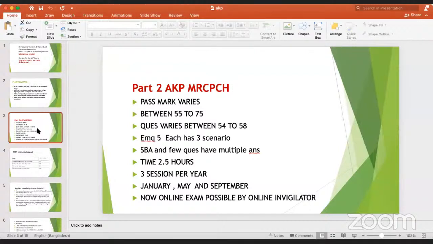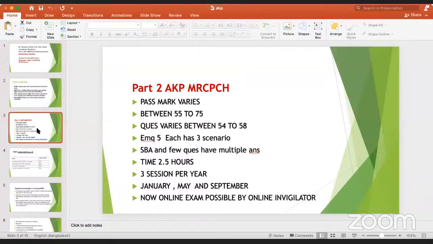So pass mark actually varies. I mean, sometimes passing mark is 55, sometimes 75, because this depends on how many students gave the exam, what was the difficulty level of the questions, and how many students passed actually. So they made a baseline. They made a graph, and by this graph, they identify the pass mark. Okay, so don't bother about pass mark. You just study hard and you give the exam, inshallah, all will pass.